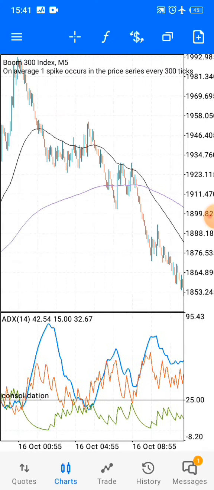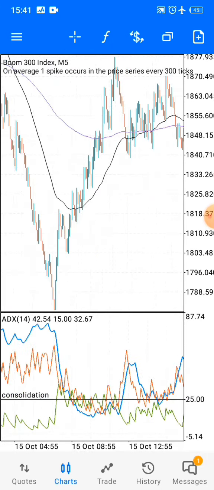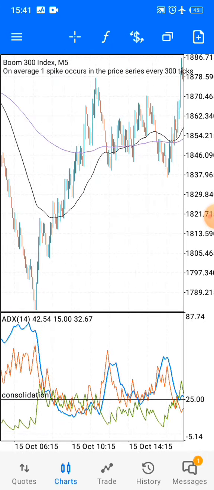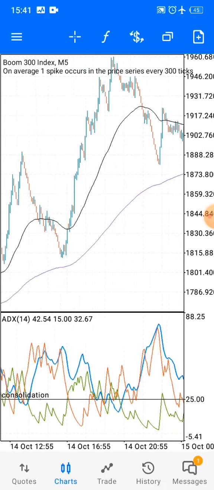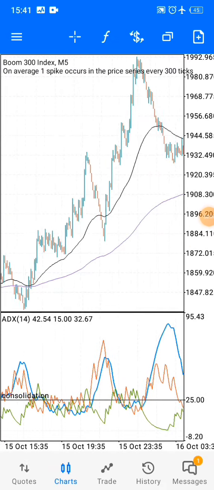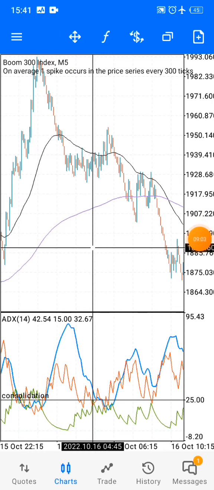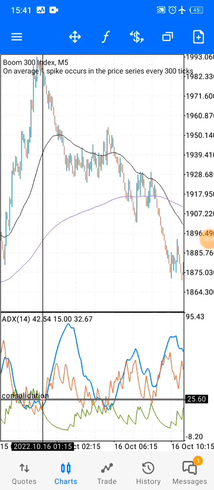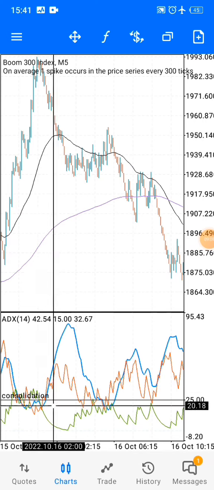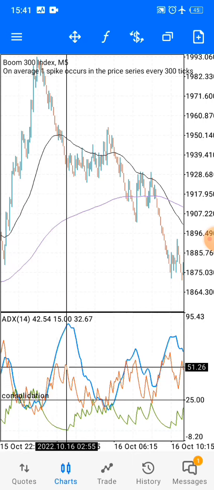Then for the red and the green, although for boom and crash we're only going to be trading tick. I only use this for trading tick. Then for the boom and crash, we're going to be entering based on the red and the green. The red and the green simply mean that, as you can see right here, let me show you this, let me cross it. So here, if the red is above the green, it shows that the market is in a downtrend.